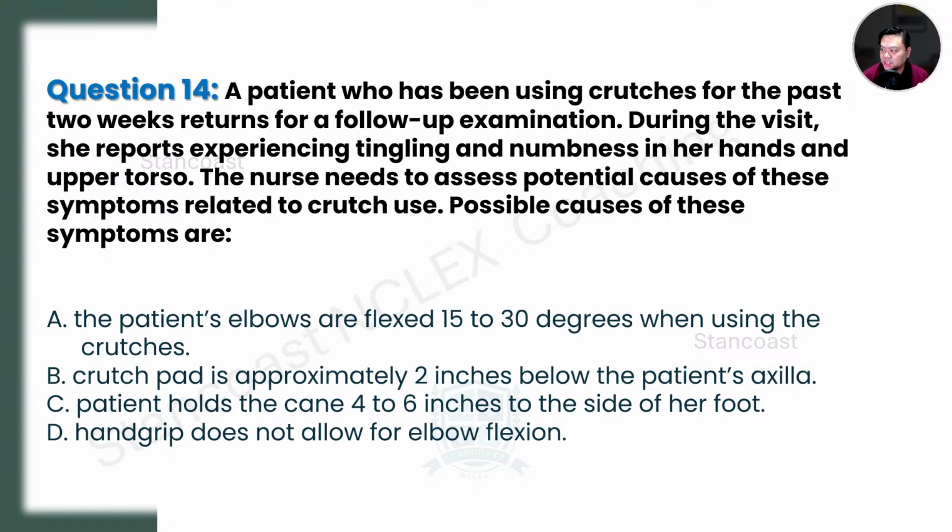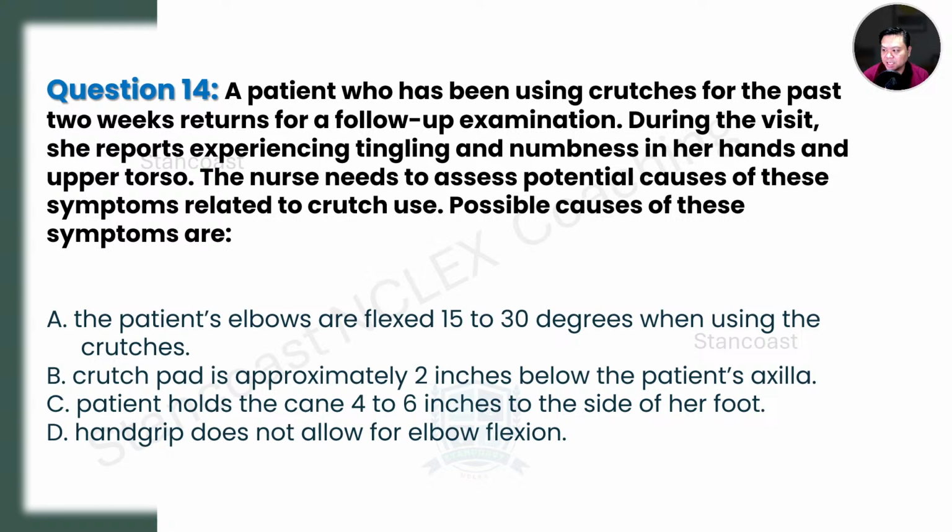Let's talk about number 14. A patient who has been using crutches for the past 2 weeks returns for a follow-up exam. During the visit, she reports experiencing tingling and numbness in her hands and upper torso. The nurse needs to assess potential causes of these symptoms related to crutch use. Possible causes of these symptoms are A, the patient's elbows are flexed 15 to 30 degrees when using the crutches. B, crutch pad is approximately 2 inches below the patient's axilla. And C, patient holds the cane 4 to 6 inches to the side of her foot. And D, hand grip does not allow for elbow flexion.